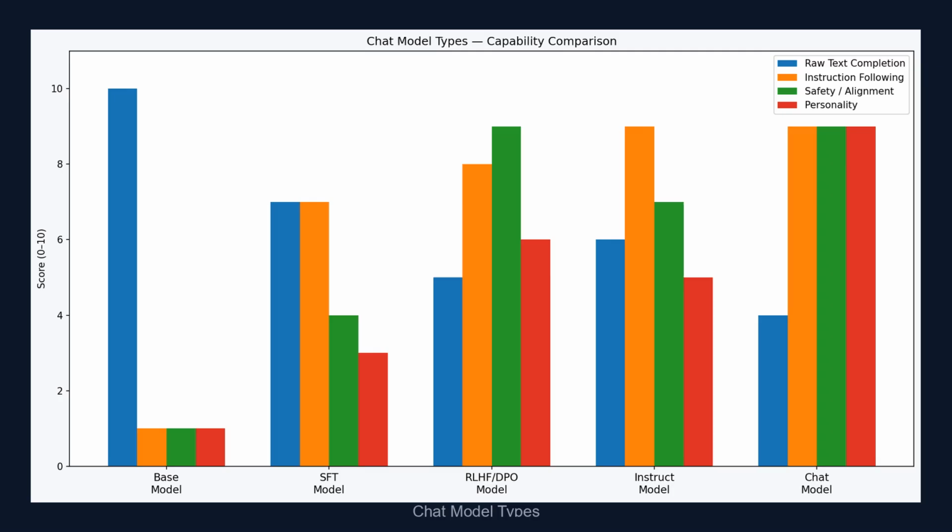The chat model and the RLHF trained model lead on instruction following and personality, while the RLHF model specifically pulls ahead on safety and alignment. The instruct model sits in between, better than base at everything, but not as polished as a full RLHF model. This chart is a useful reminder that better model isn't a single axis. It depends entirely on what you need the model to do.